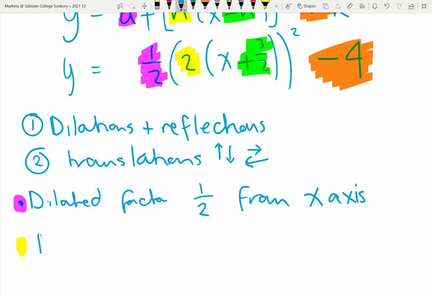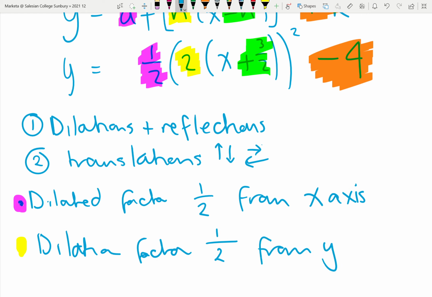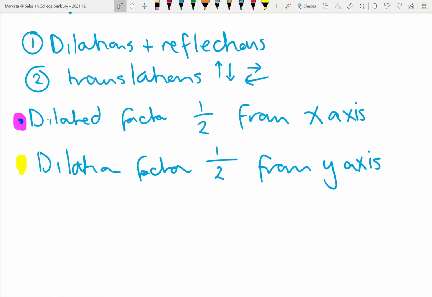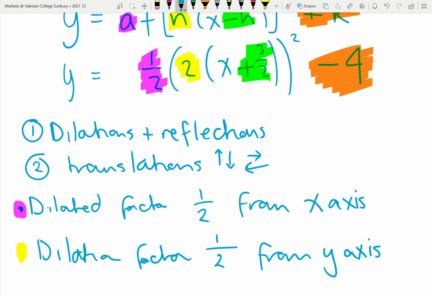So this is a dilation factor, also half, 1 over n, 1 over 2, because n is 2. And this time we are from the y-axis. It's a little bit annoying that they're both half, so just make sure you know which one's which. The pink one is from the x-axis, the yellow one from the y-axis, and the yellow one will be 1 over that n value.